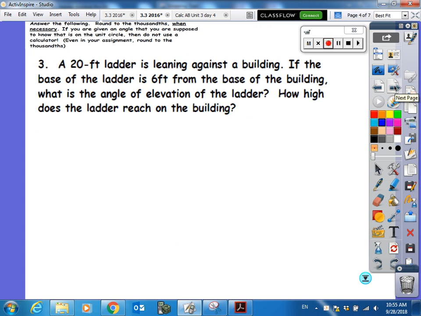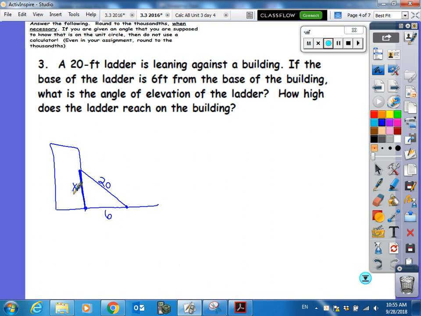All right, next one, a 20-foot ladder is leaning against the building. The base is 6 feet from the building. So we have 2 questions on this one. All right, so here we have the ground. Here's a building. A ladder is leaning against that building. It is 20 feet. The ladder from the base of the building is 6 feet. We want to know how high does the ladder reach on the building. I'm going to call that x. So we have 2 questions, the angle of elevation and how high the ladder reaches on the building.